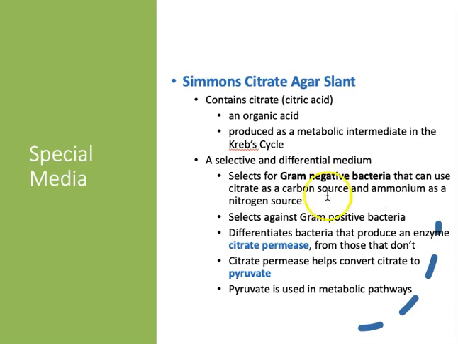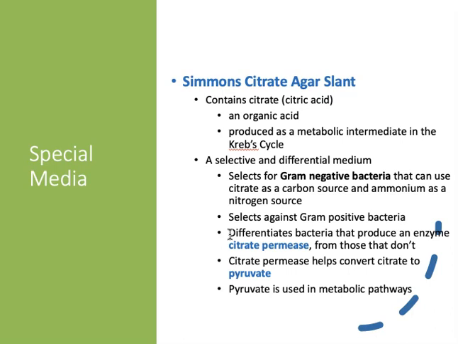Simmons citrate agar selects for gram-negative bacteria that can use citrate. It selects against gram-positive bacteria. So once again, we have a medium that's going to help us determine whether or not we have a gram-negative organism growing. Now, Simmons citrate agar is going to also differentiate between closely related species.